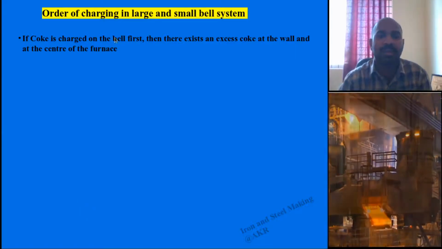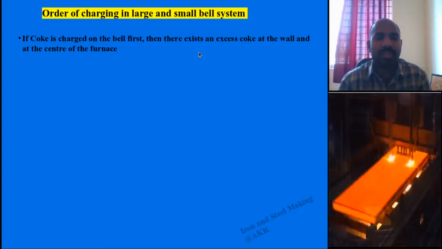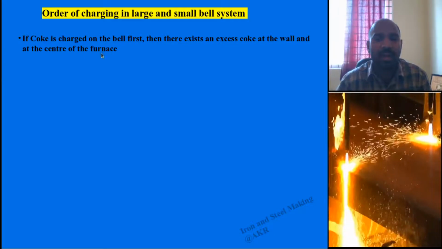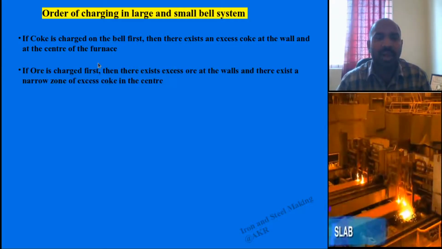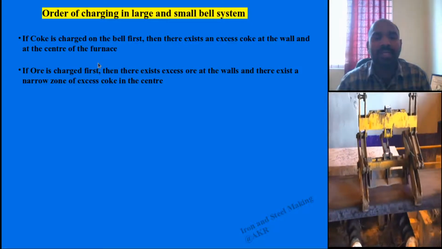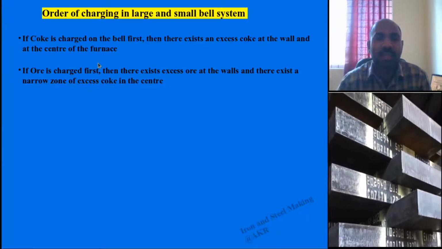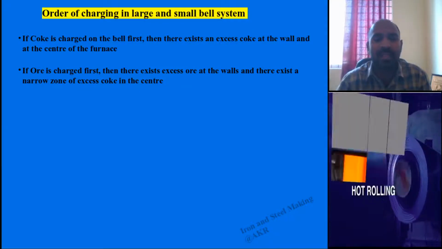If coke is charged on the small bell first, then there is an excess of coke at the wall and at the center as well. If ore is charged in a similar fashion, the excess ore will occur, and there is a narrow zone where there is no chance for the excess coke.